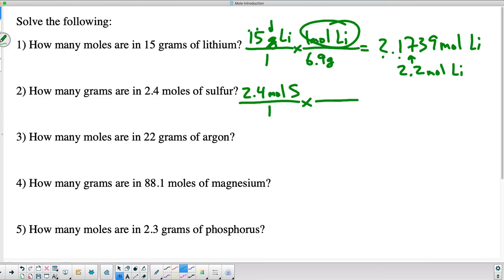So in this case, I'm going to put 1 mole on the bottom. The reason I do that is so that moles of sulfur cancel with moles of sulfur. We're left with the atomic mass of sulfur at 32.1 grams, like that. And now the number other than 1 is on top, so I multiply 2.4 times 32.